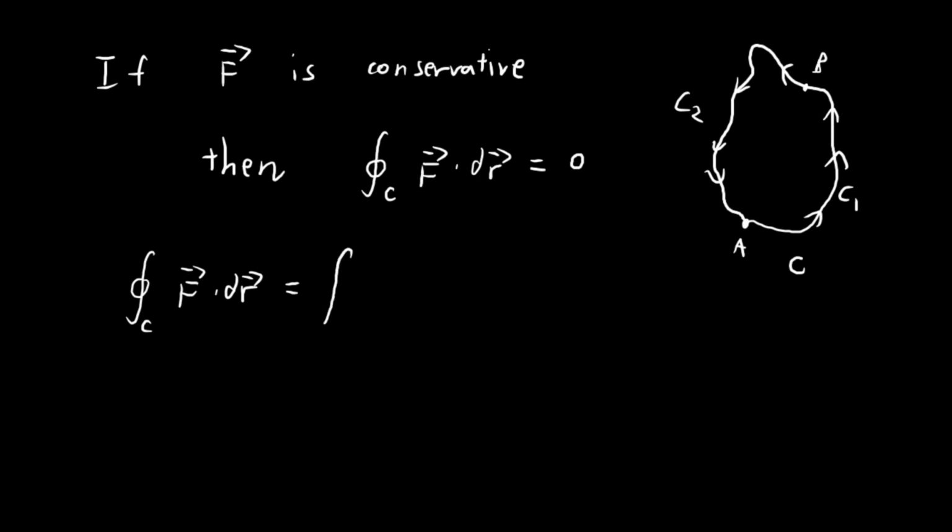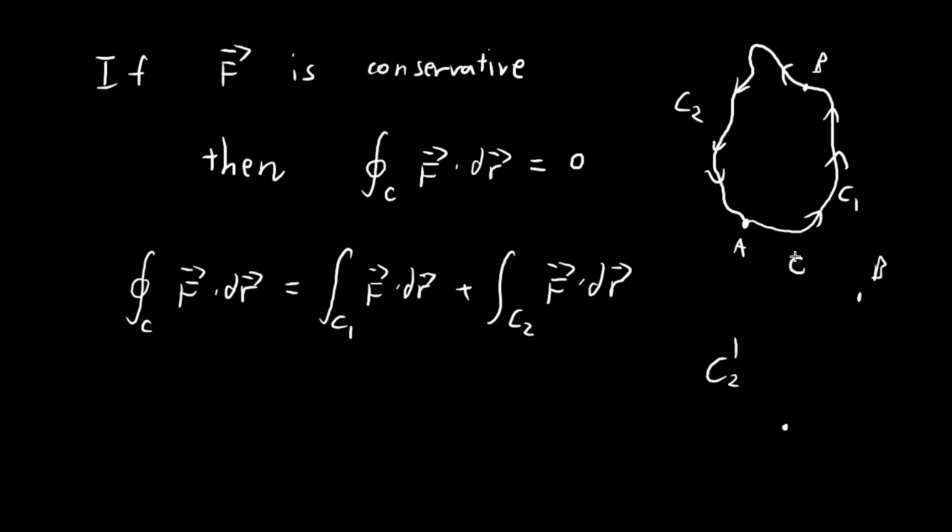By doing that, I can now write this line integral as a sum of two other line integrals. And so this is what we have. Now I want to define another path called C2 prime. C2 prime is going to be a path that looks exactly like C2, with the same exact shape as C2. But the only difference is that C2 travels from B to A, while C2 prime will travel from A to B.